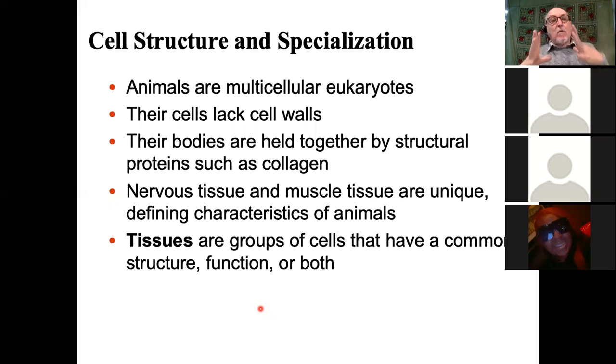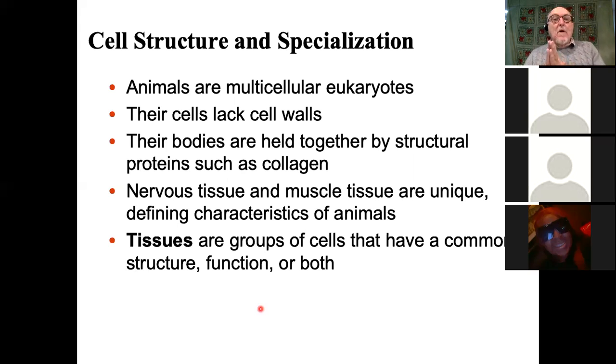Because they lack a cell wall, which is what binds plant cells together and forms the body of the plant, animals have to have some other mechanism to bind their cells together. And they largely depend on a protein called collagen. There are different forms of collagen, but you can just use the blanket term collagen. And this is a structural protein which ties cells together.